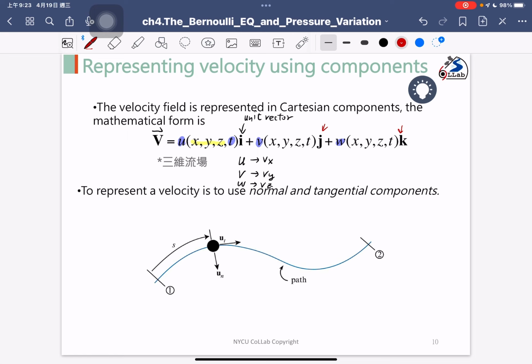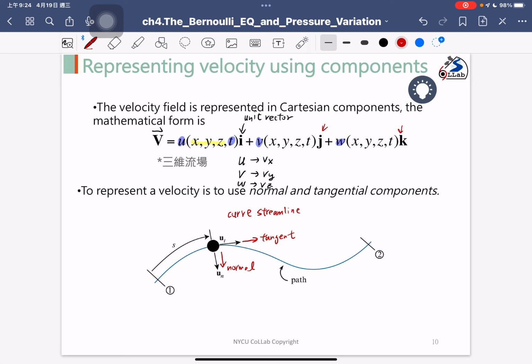Okay, but this is maybe only convenient for describing a linear flow. But if we look at the bottom, the flow is curved. The streamline is a curved streamline. So the bottom is the curved streamline. When we consider the curved streamline, we will move to different coordinates. And then we change the coordinate to represent the velocity field. We use the tangent, so this is the tangent direction, and this direction is our normal direction. Okay?